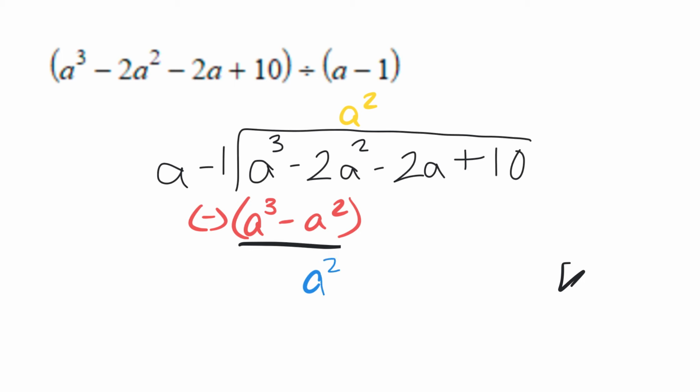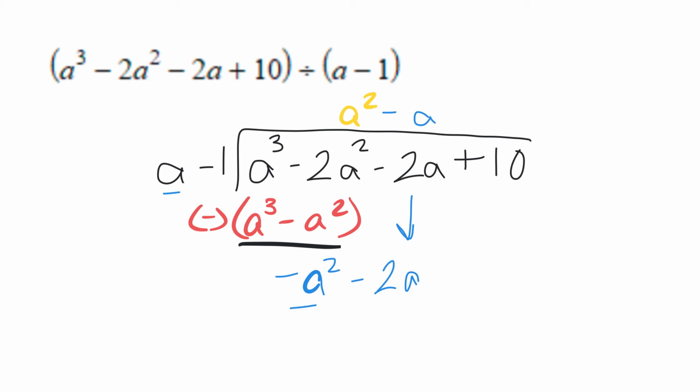A squared. We then carry down the minus 2a. And now our job is to match a to equal a squared, so it needs another a. Wouldn't it be a negative a squared? It would be, thank you. So what does that change on the top answer? We should multiply times negative a, right?